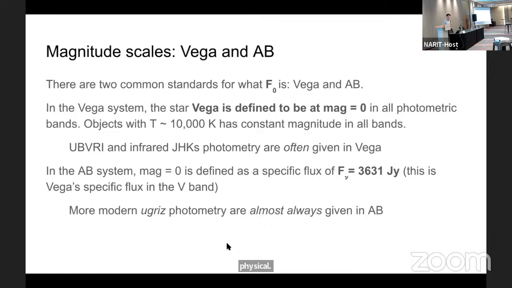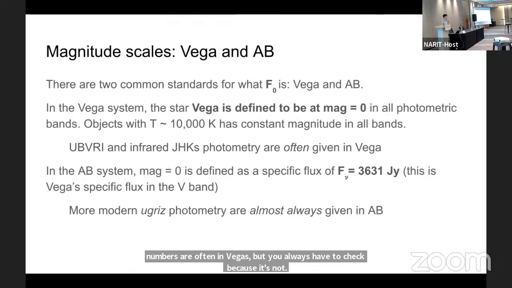So if your magnitudes are for more classic filters, like the UBVRI, or even the near infrared JHK bands, those numbers are often in Vega magnitude, but you always have to check because it's not guaranteed. It all depends on who computes that magnitude and what system they use.